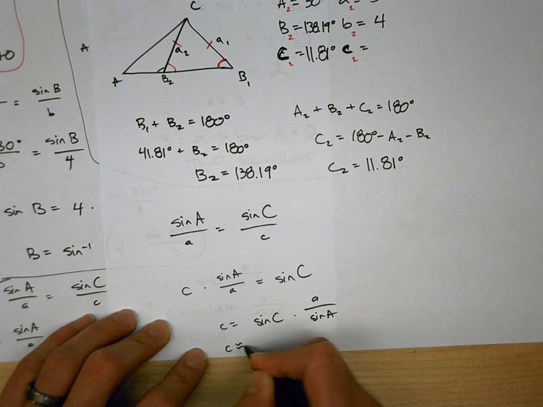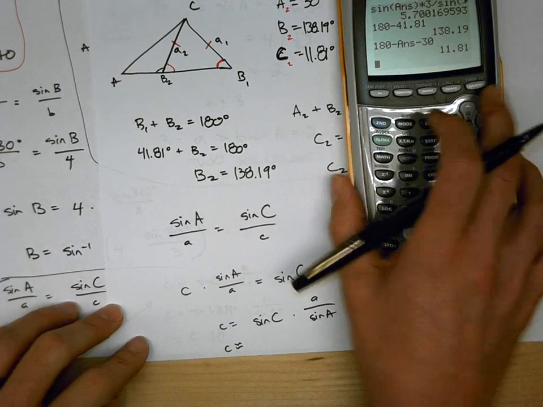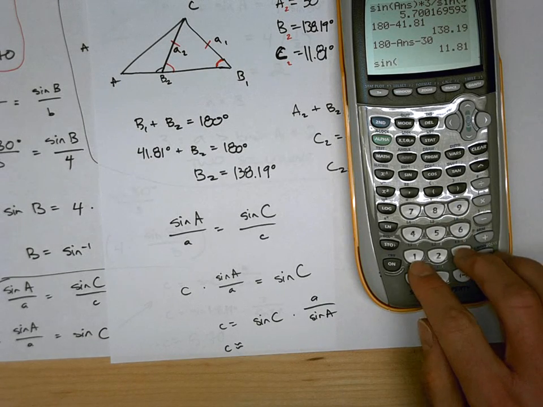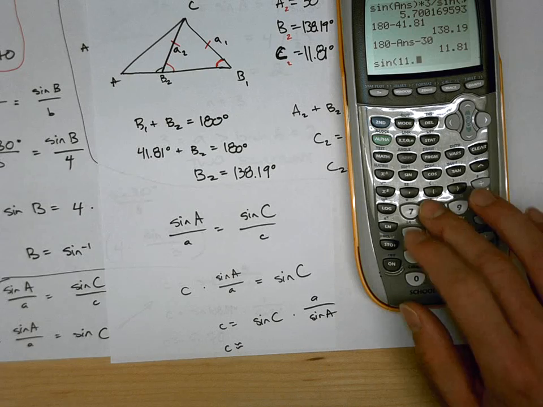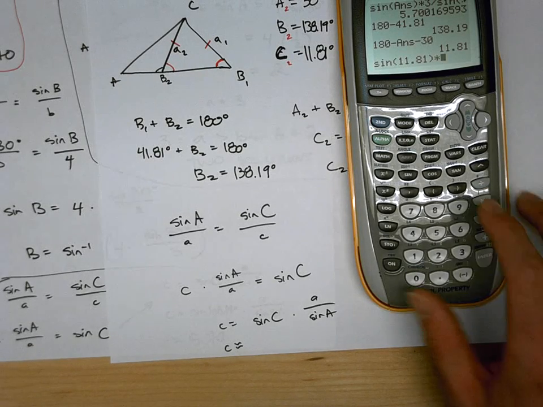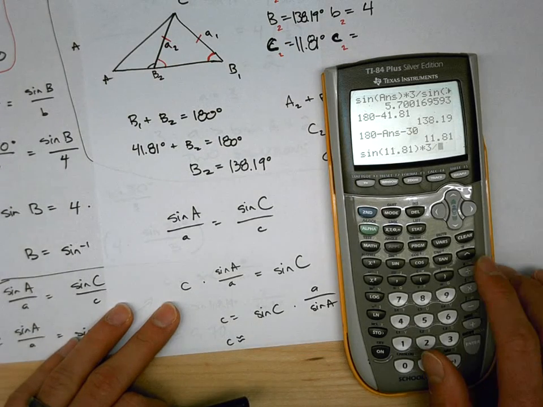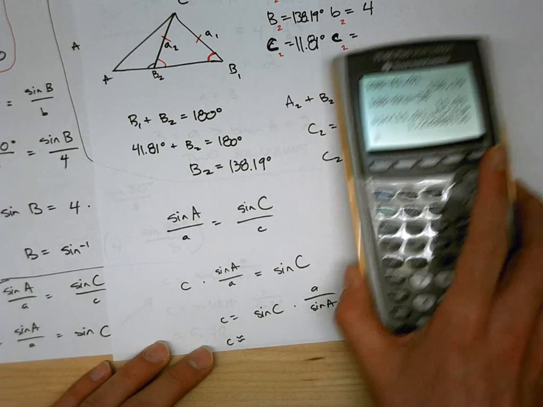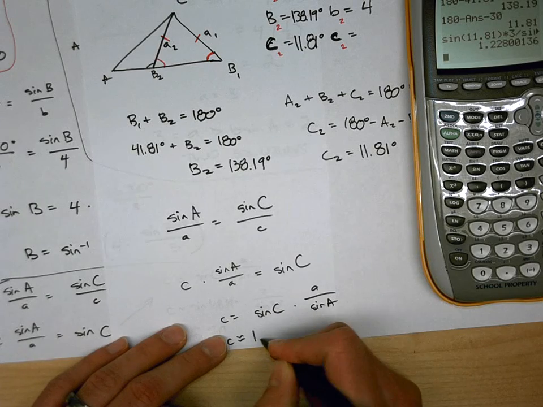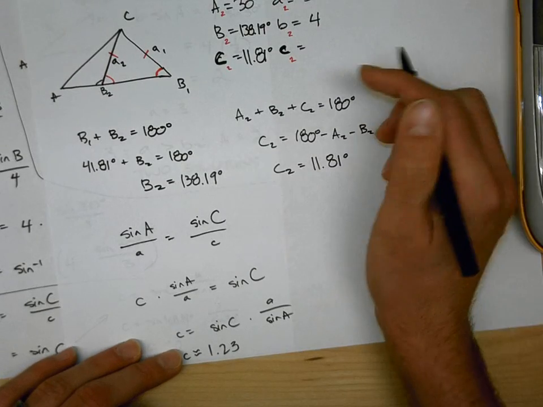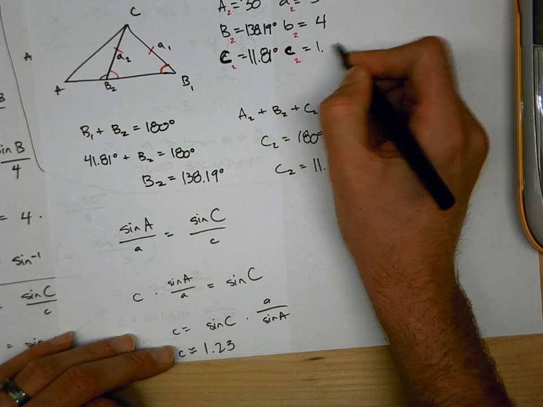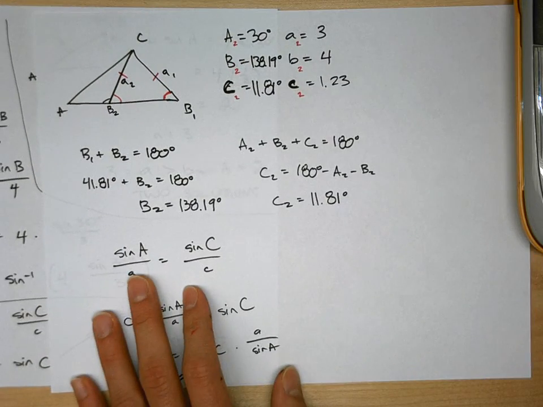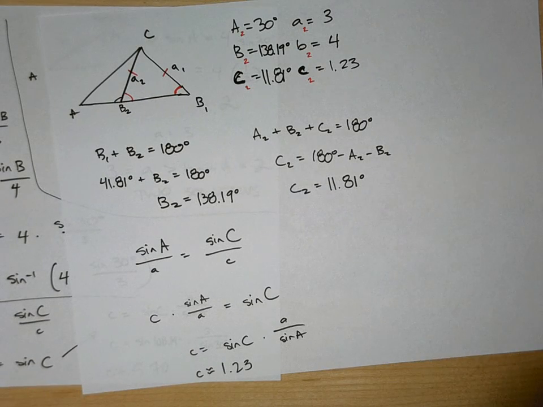So c is approximately equal to, let's see, I'll just start plugging all this stuff in. So we have sine of 11.81 degrees times a was 3, and then we're dividing by sine of 30. So we have 1.23. And now we've done it. We have solved this triangle, both of these triangles I should say, using the law of sines.